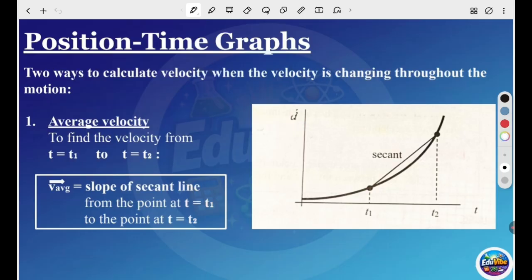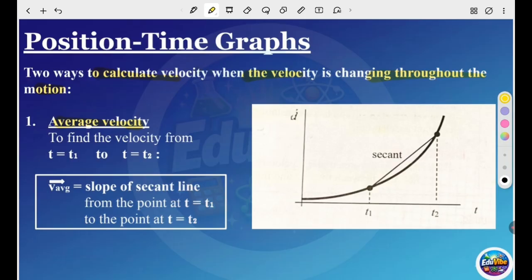So it's a recall of the position time graph, where we find the average velocity. But today we get a new aspect for this too. There are two ways to calculate the velocity when the velocity is changing throughout the motion. In the previous video, we talked about the position time graph with straight line motion. But today, we will focus on position time graphs when velocity is changing throughout the motion. So first is the average velocity.